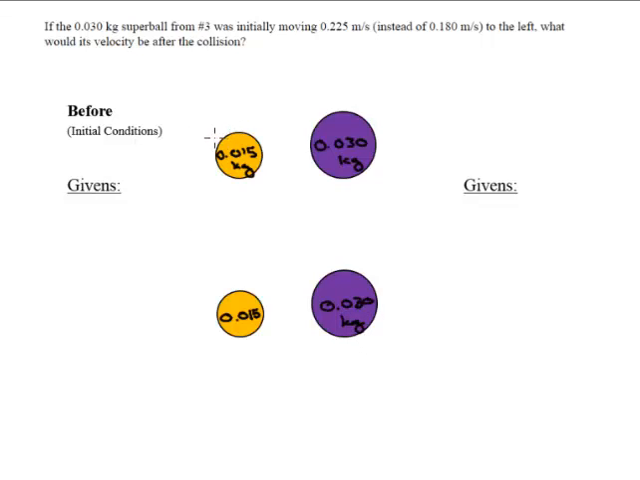And I know that this ball is traveling at 0.225 meters per second in the beginning, but then they changed it. They changed the value that this superball is traveling to a velocity that is also 0.225 meters per second.